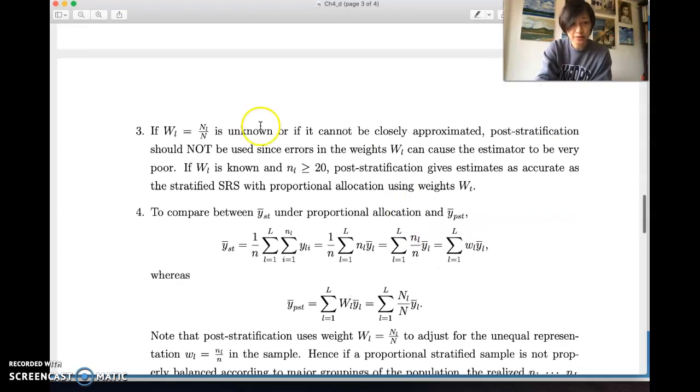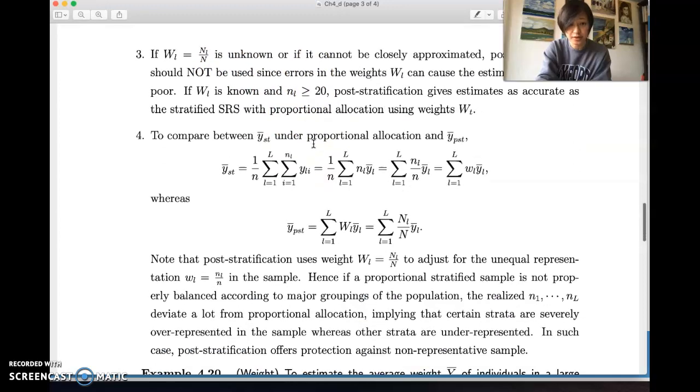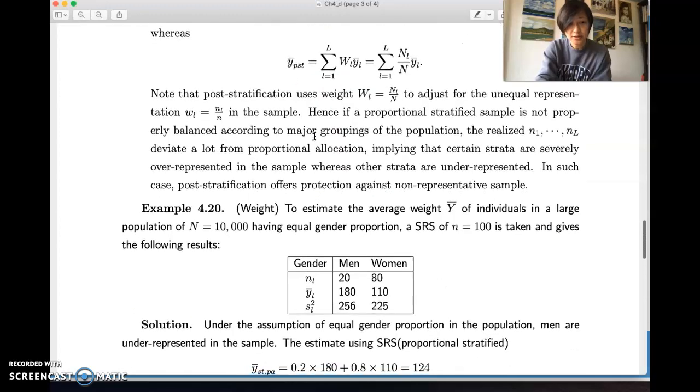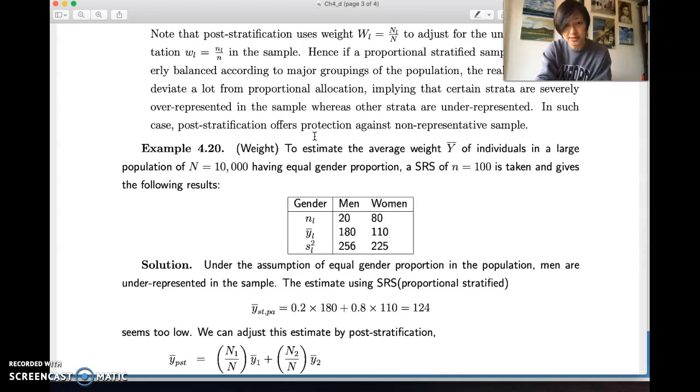So that's why in point 3 it says that if this is not known, we cannot perform the post-stratification method. Okay, so let's look at this example and you can see that's why. Our example 4.20: the estimated average weight of individuals in a large population of 10,000 having equal gender proportion. Okay, and we conduct a sample of 100 and we have the following result.